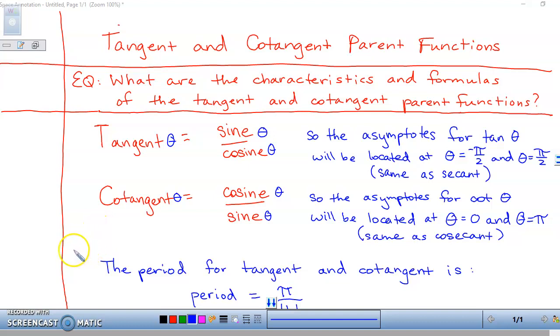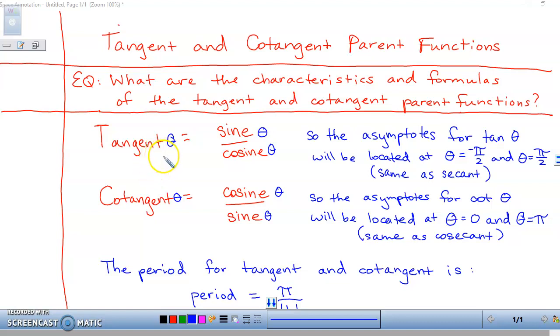Hello, welcome to a video covering notes of tangent and cotangent parent functions. Our essential question is, what are the characteristics and formulas of the tangent and cotangent parent functions?